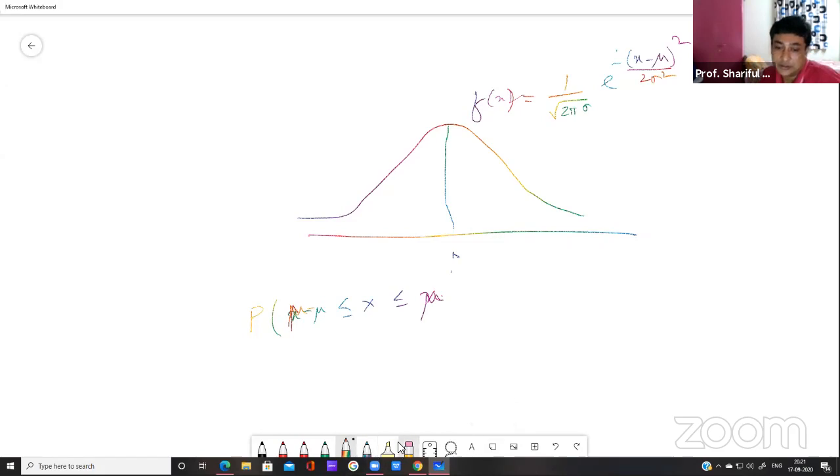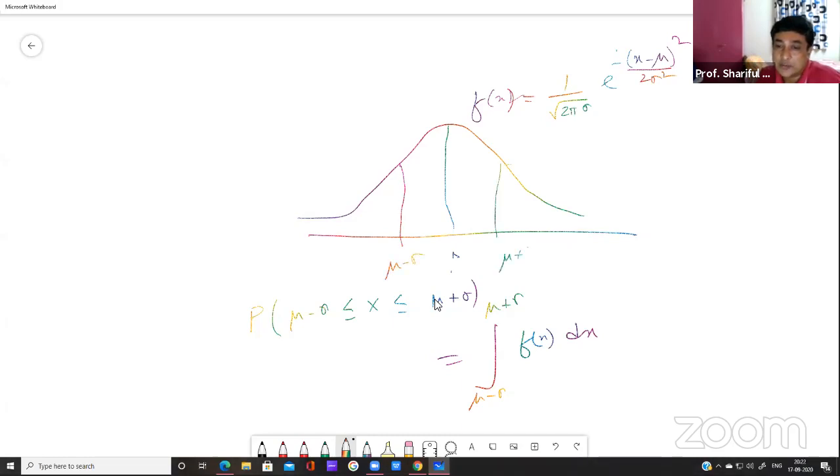So this is the probability of mu minus sigma less than or equal to x less than or equal to mu plus sigma. Basically we can integrate f(x) within this range, mu minus sigma to mu plus sigma. This is the area under this curve, where this point is mu minus sigma and this is mu plus sigma. So now we can put this function.